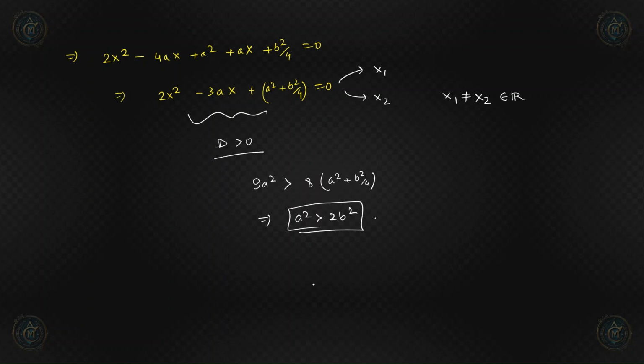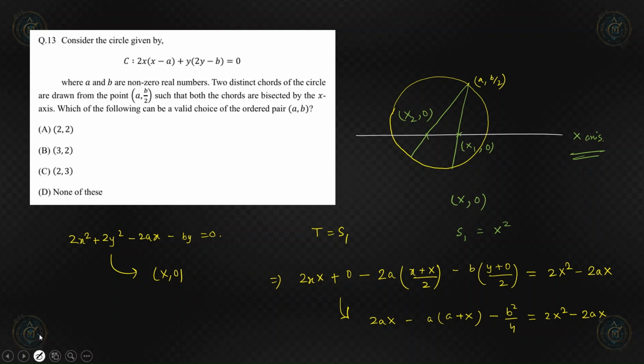This is the condition. Okay. So if we check the given options here, a square is greater than 2b square, so a square minus 2b square must be positive. So a square minus 2b square for this option is how much? This is 4 minus 2 times 4, this is less than 0, definitely rejected. Then 9 minus 2 times 4, this is positive. Okay, so this is acceptable. Obviously this will not be acceptable because this is a single choice question and none of this is correct, right? So option B will be our correct option.